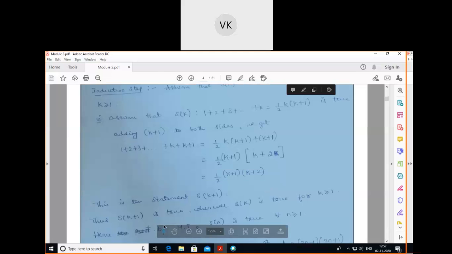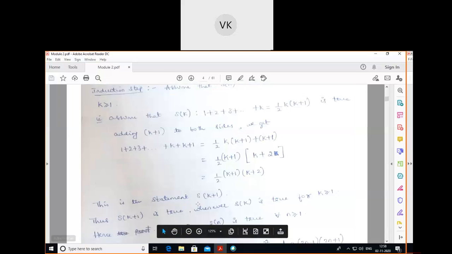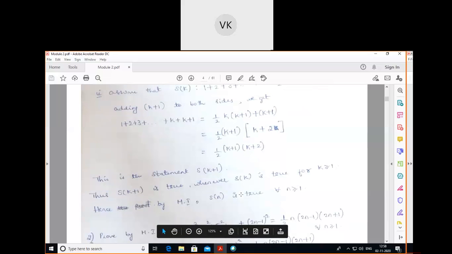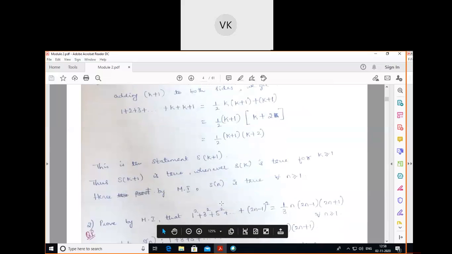So at the end this is the statement, or else you can write directly, S of k plus 1 is true. And finally we are going to conclude the statement. Hence by mathematical induction S of n is true for n more than or equal to 1. Just wait for a while.